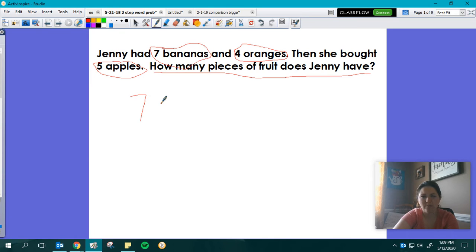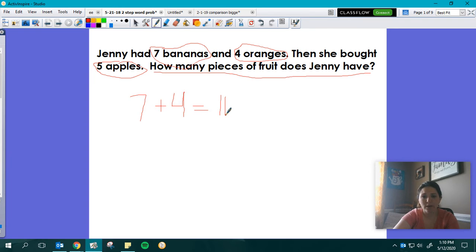If I'm looking for how many pieces of fruit does Jenny have altogether, that's a clue that I'm going to join. So I know that she had 7 bananas and 4 oranges. I'm going to figure out what that equals first because it already gives me 2 numbers. So there's my first step. So I have 7 joined with 4. Well, if I count on it, 7, 8, 9, 10, 11. So far she has 11 pieces of fruit.